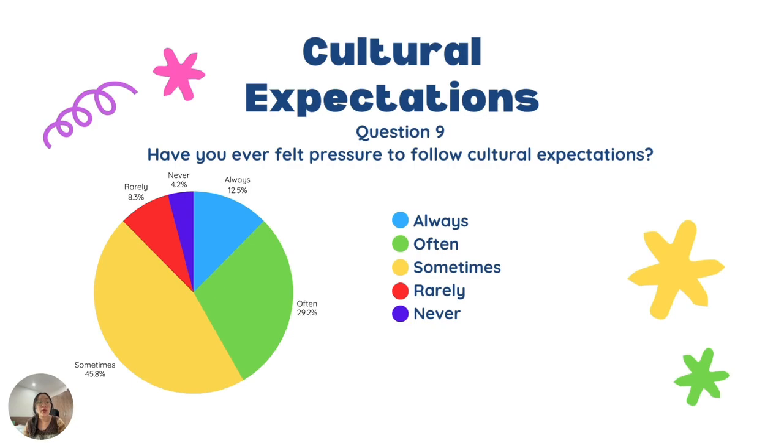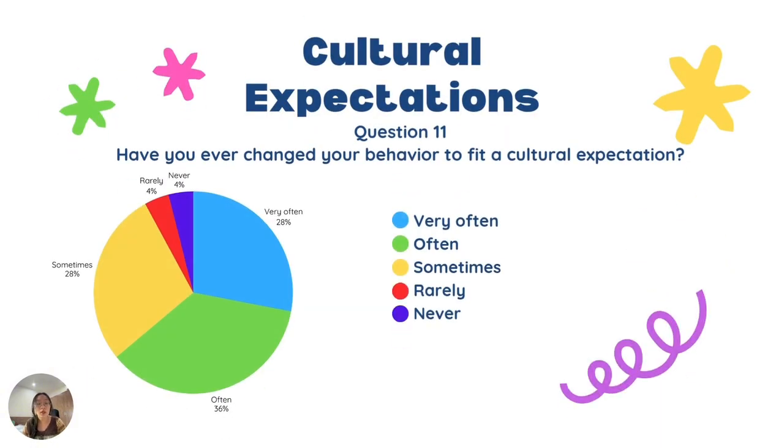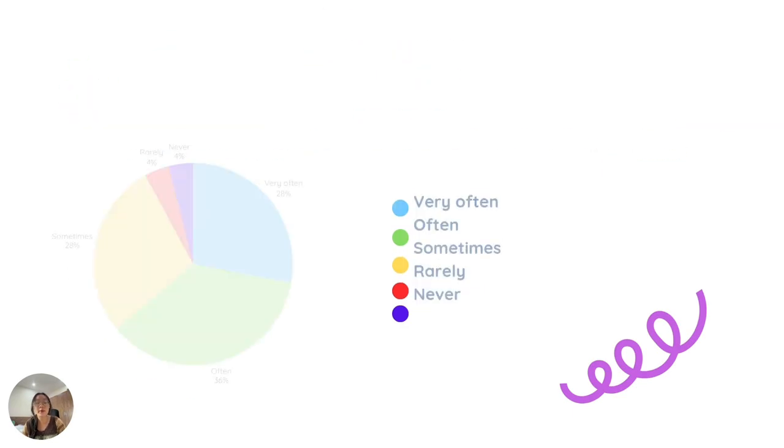The next question: have you ever felt pressure to follow cultural expectations? Surprisingly, people chose sometimes the most, at 45.8%, with rarely and never at 4.2%. With question 11, have you ever changed your behavior to fit a cultural expectation? People chose often the most, at 36%, and rarely and never are the same at 4%.